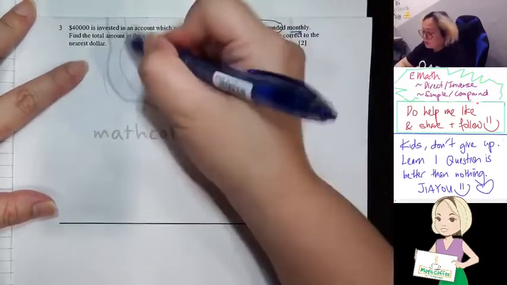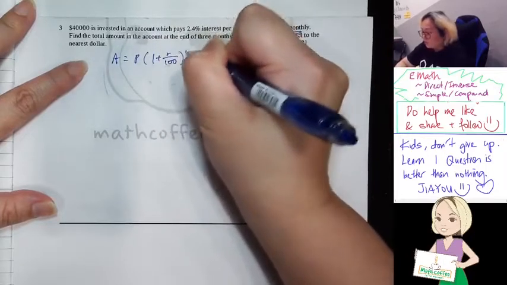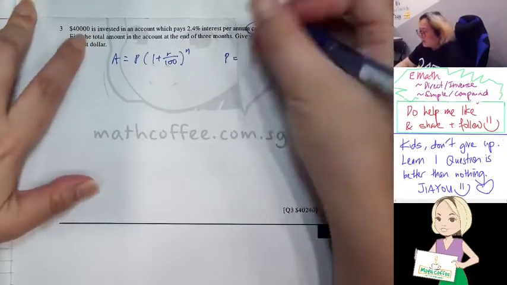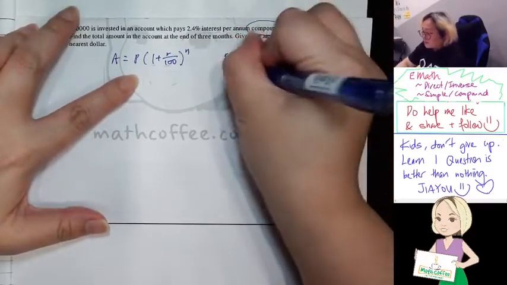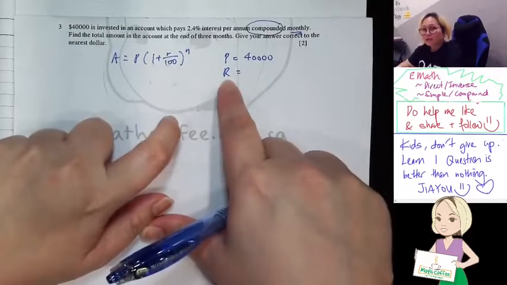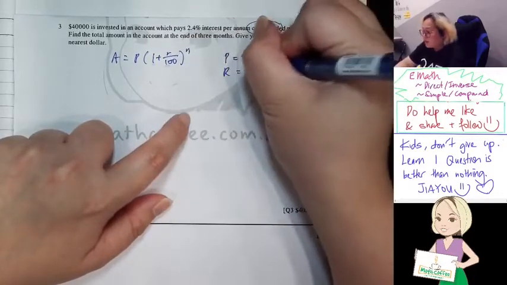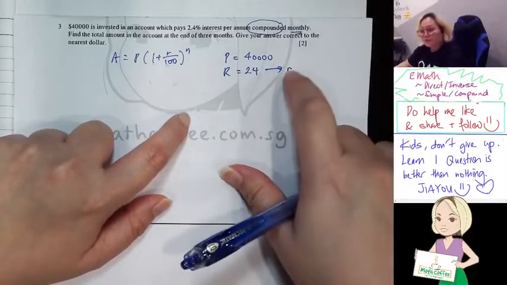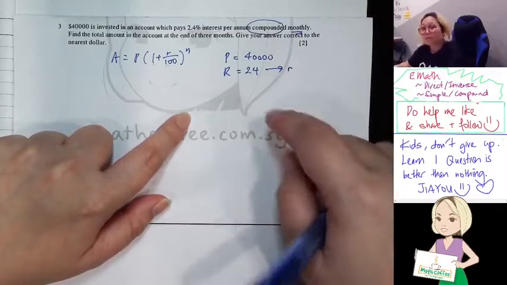So this is compound interest, so it will use A equals P times 1 plus r over 100 to the power of n. At the side here, my P is very straightforward because I invest 40,000. Take note, this is big R, this is small r. My big R is the rate per annum, which is 2.4%. So I want you to calculate what is the small r.